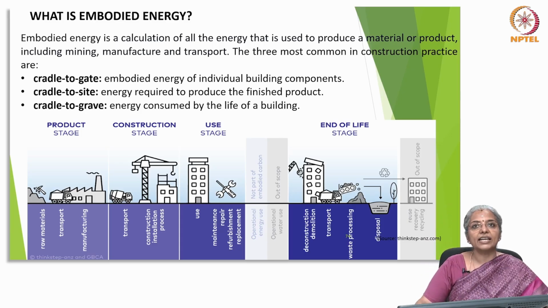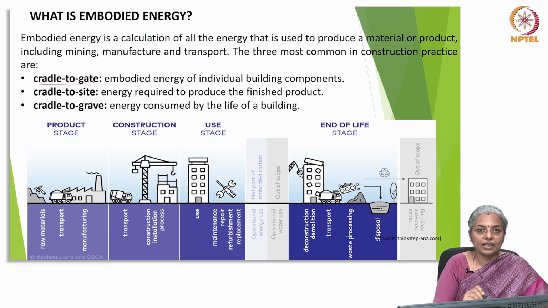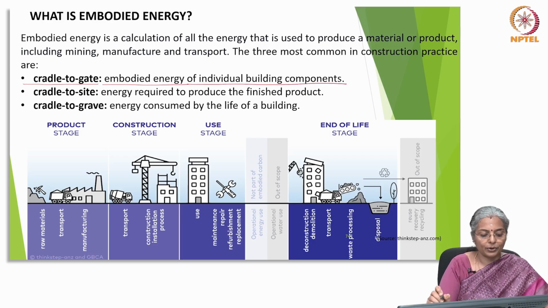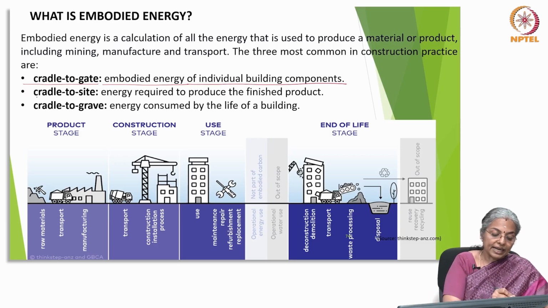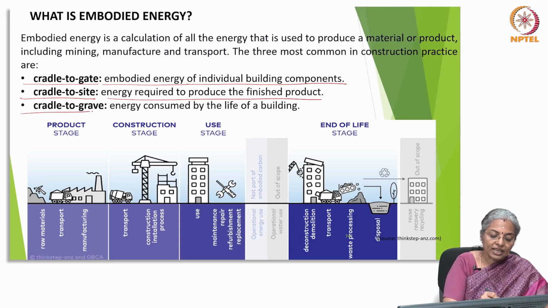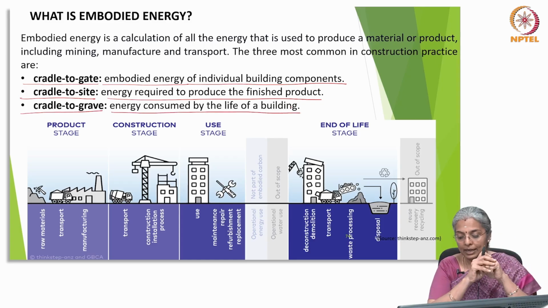And then we have these three definitions which you should know. First is cradle to gate. So, what is cradle to gate? Cradle to gate means it's the embodied energy of individual building components. Second is cradle to site. This is the energy required to produce the finished product. And then we have cradle to grave, which is the energy consumed by the entire life cycle of the building.